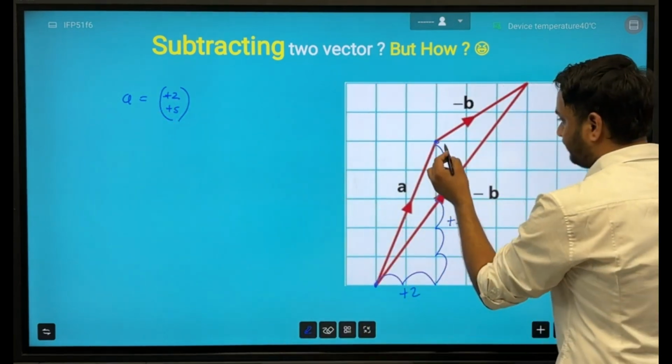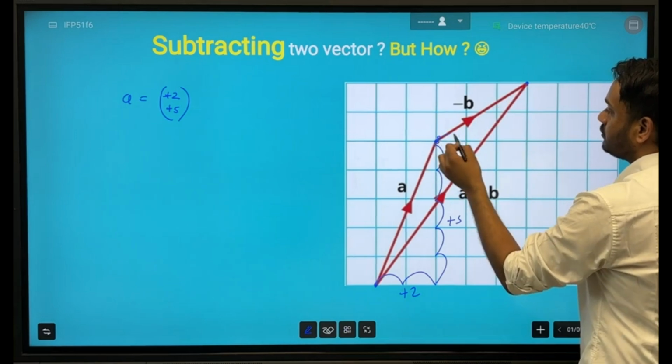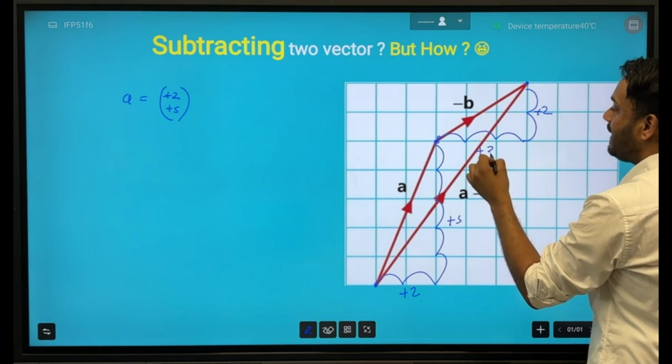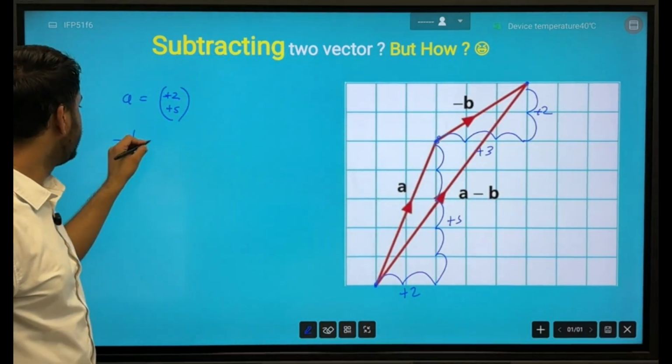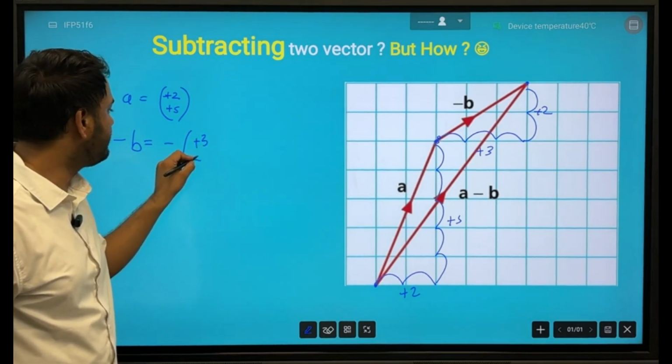Right now, here it is going from b to this position. B is going from this position to this position. So it is 1, 2, and 3, and then +2. So +2 and +3. But because it is minus here, I'll write minus b is equal to minus of +3 and +2.